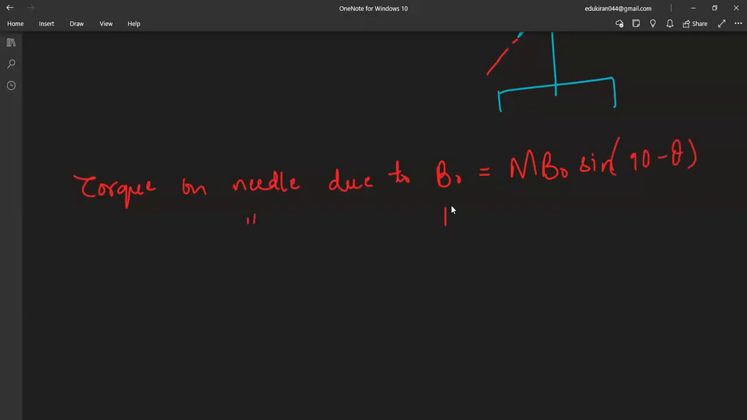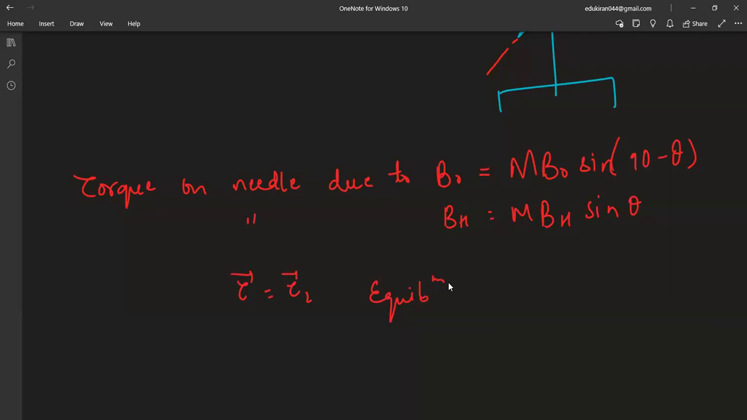And similarly, when I have to find the torque due to BH, that is the horizontal component, here the magnetic field will be BH and sine theta. That's it. Now see, both torques that are produced are actually equal in magnitude, because this is the condition I am talking about when equilibrium has been achieved. It means the deflection has stopped now.